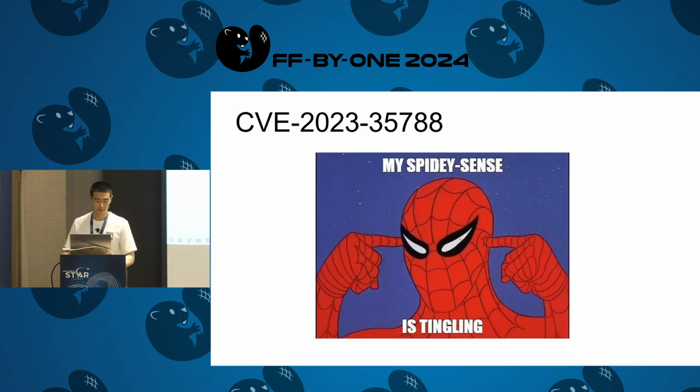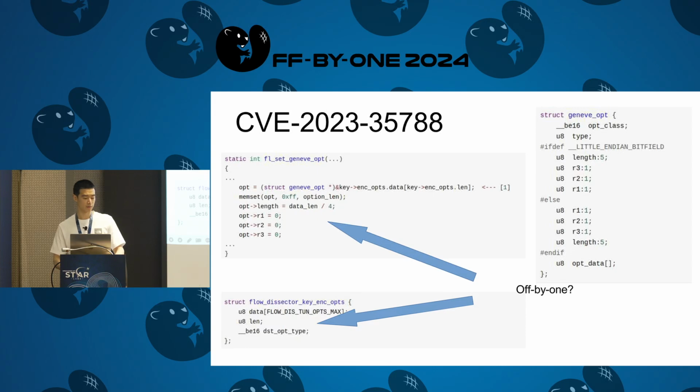My spidey sense told me I should go back and take another look. Let's go back and take a look. We can see that after getting opt from the array, opt is assigned a value immediately. And below the array is the length. And data length will be 0 when we first call this function. And R1, R2, R3 are also 0. So it looks like an off-by-one.